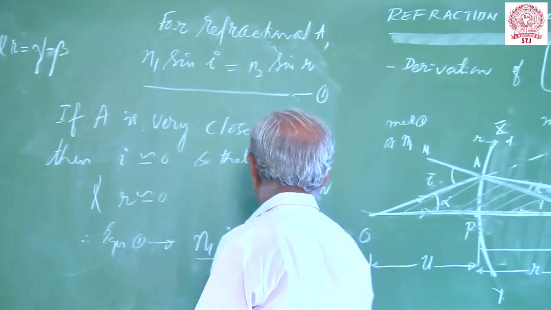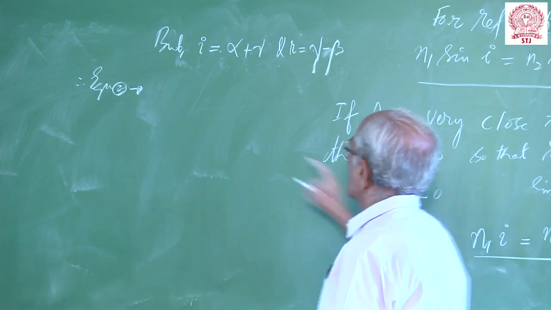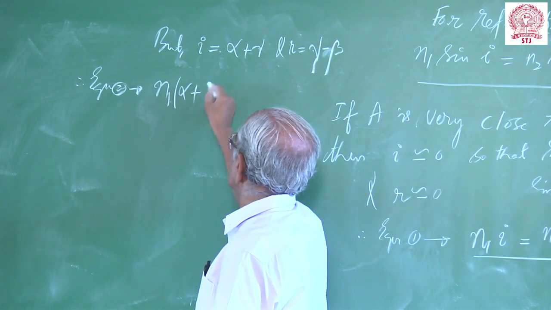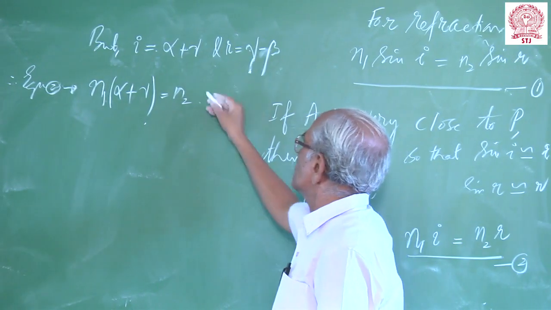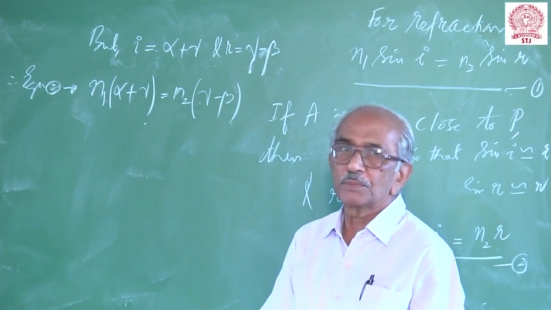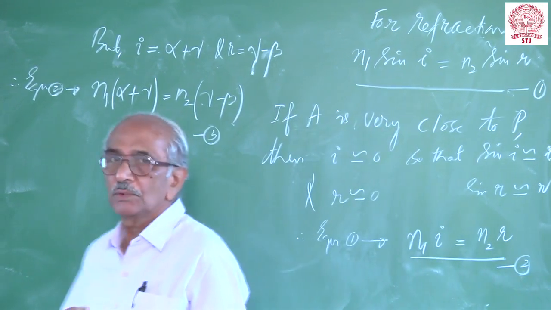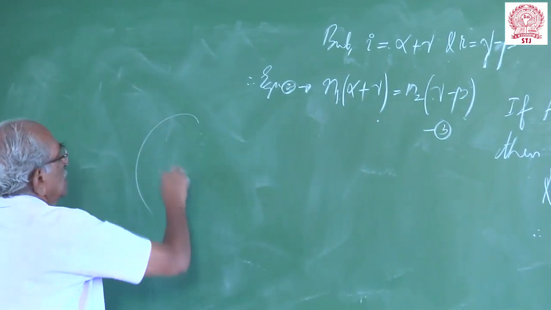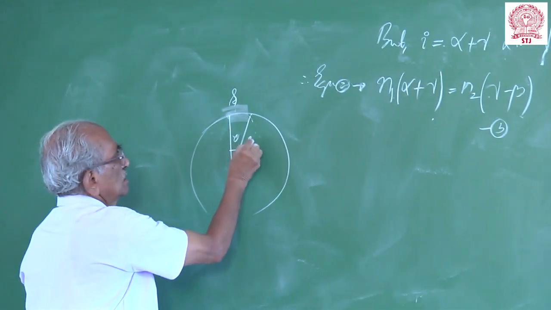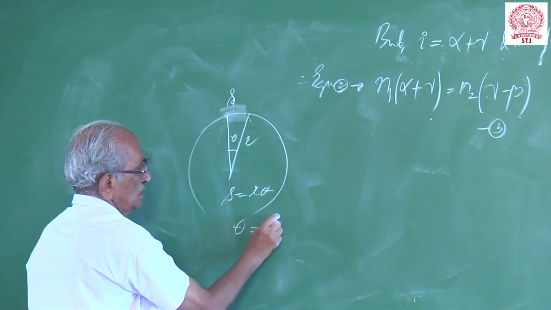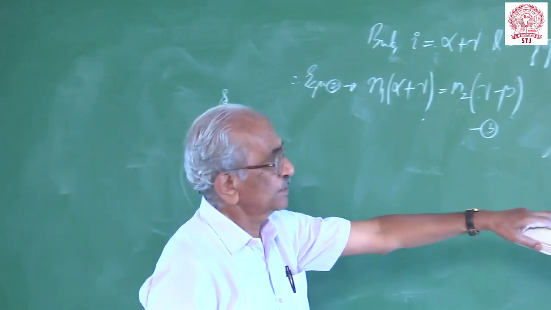So equation 2 becomes N1 times (alpha plus gamma) equals N2 times (gamma minus beta). We'll call this equation 3. Now, if you have a small arc like this, the relation is s equals r theta, so theta is s by r. I make use of this relation.